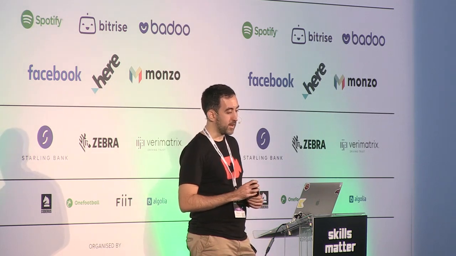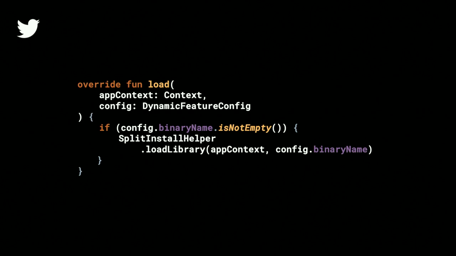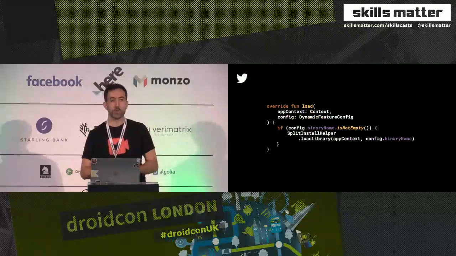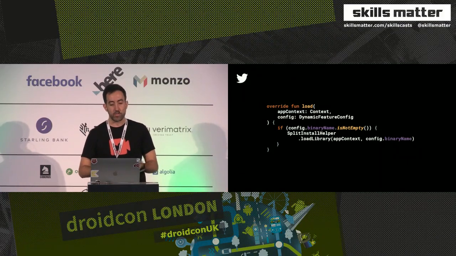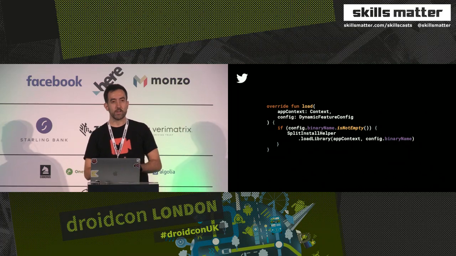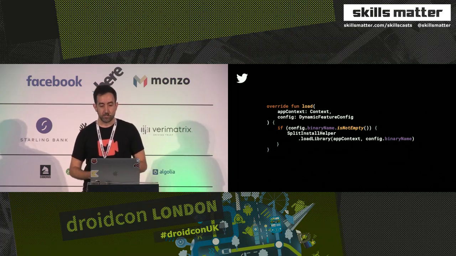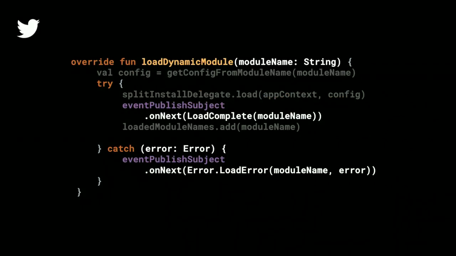Talking about the load function, we are checking if the binary name is there, because in this particular case, this is a binary because it's a .so, but it could have no binaries. It could be just a dynamic feature with something else. So if we check this is there, then we load it with the split install helper. And then we pass those streams again by checking that this is completed, or maybe there is an error, so we have to handle it.